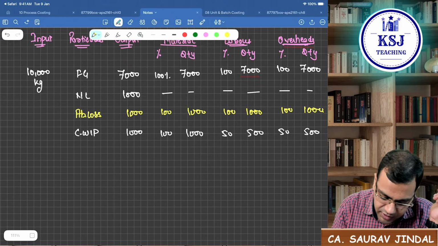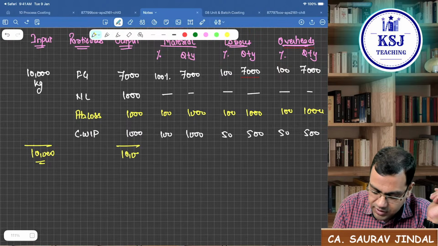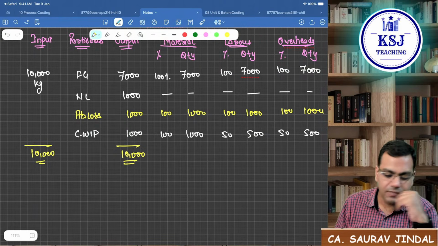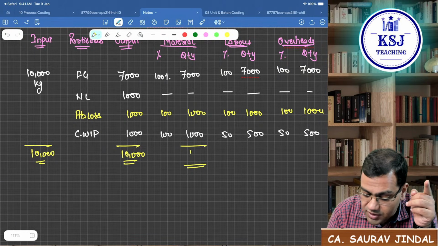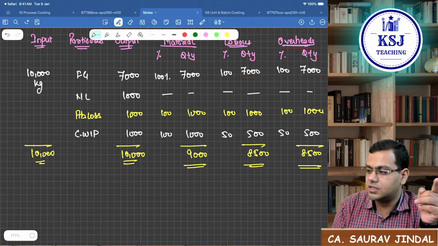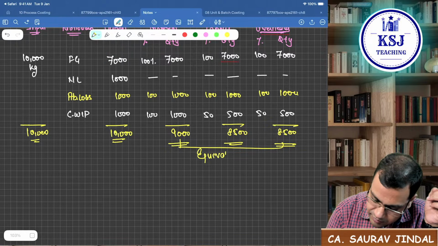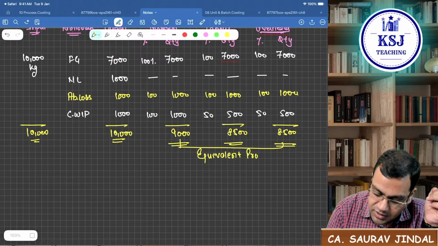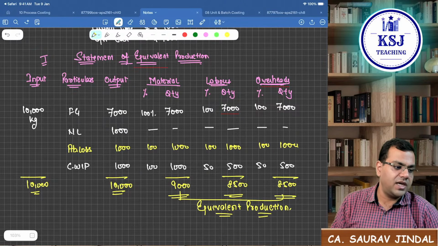So now your input is how much? Now your input is 10,000 kg. Your output is how much? Your output also is 10,000 kg. Now, what is the equivalent units on which the material cost is incurred? So the material cost is incurred on 9,000 units. Labor cost is incurred on 8,500 units. Overheads cost is incurred on 8,500 units. This is what we call equivalent production, on which the cost has been incurred. This is your statement of equivalent production.